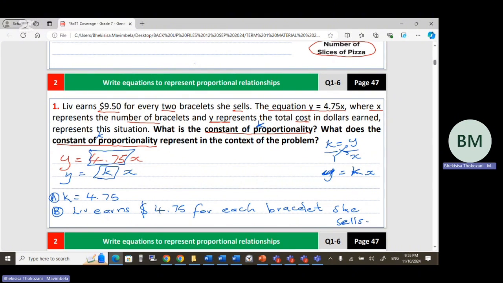So I've answered the first part of the question for K, which is the constant of proportionality. K is equal to 4.75. And now the next part was, what does this represent? In other words, what does this 4.75 represent? It represents $4.75 for each bracelet. I hope that makes sense.